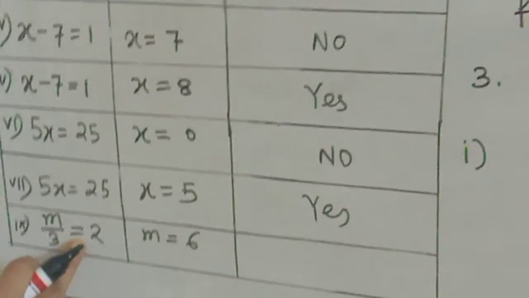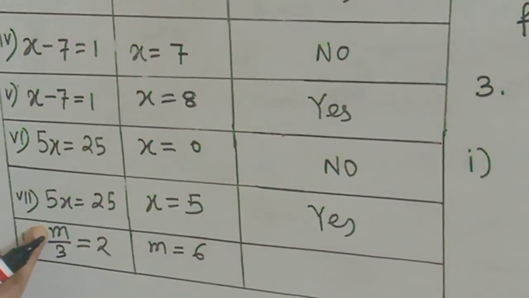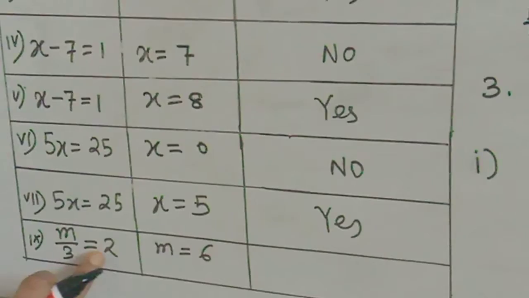Now m by 3 is equal to 2. Whatever the value of m, if you divide it by 3, you will get 2.